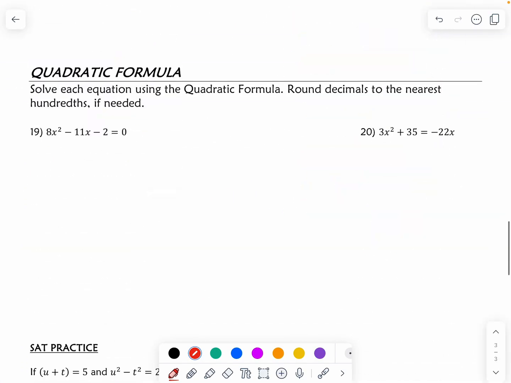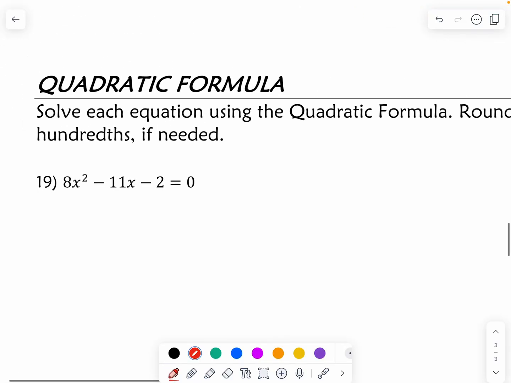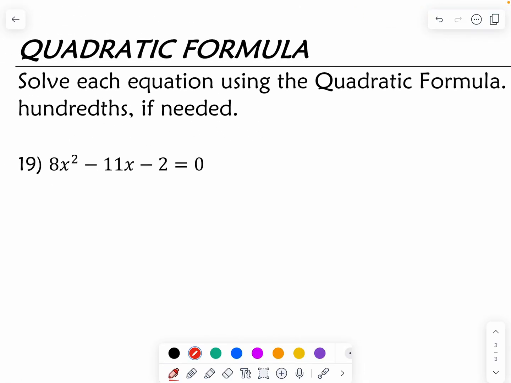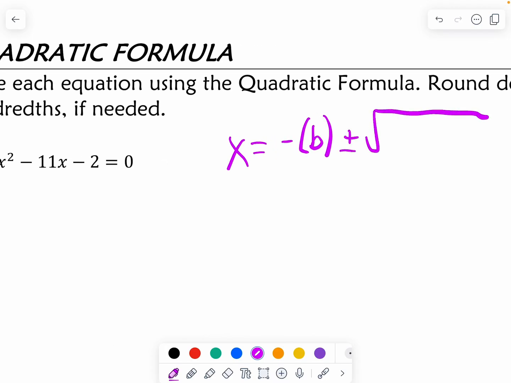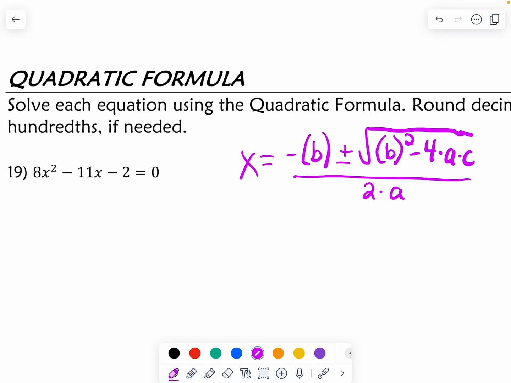Okay, so now let's move on to our quadratic formula. So the first thing we mentioned is you don't need to have the quadratic formula memorized right now, so you will be given the formula. It's x equals the opposite of b plus or minus the square root of b squared minus 4 times a times c all over 2 times a. So how do you solve these ones?